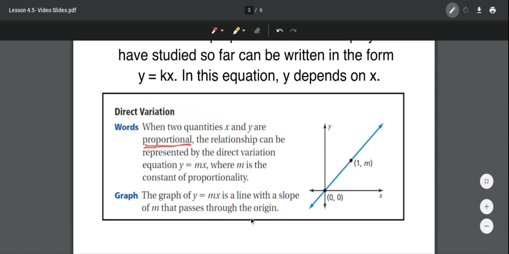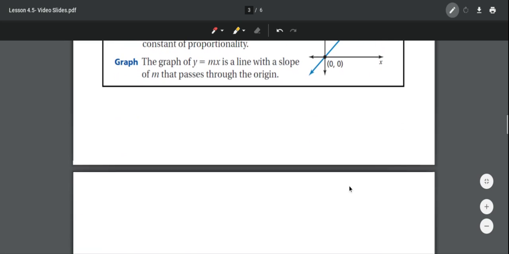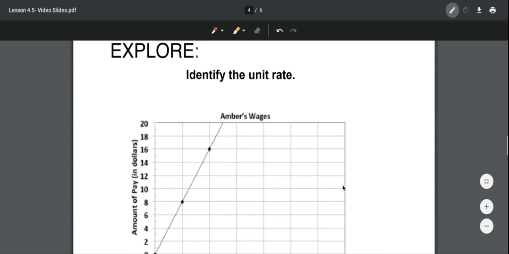So the graph of y equals mx is a line with a slope of m and passing through the origin. So you must have a point 0, 0 on the line, and therefore your 1 point for x will give you your y point, which will be your constant of proportionality. Let's continue on.